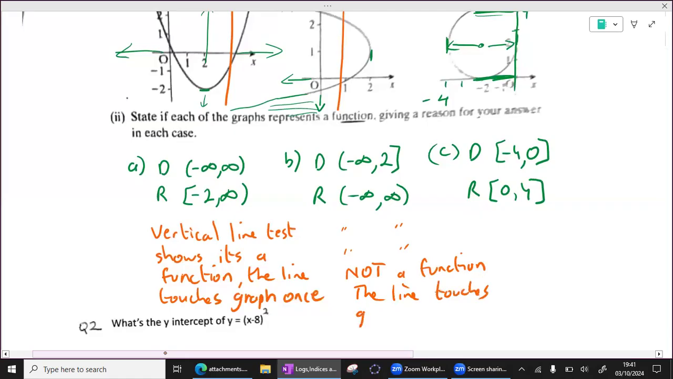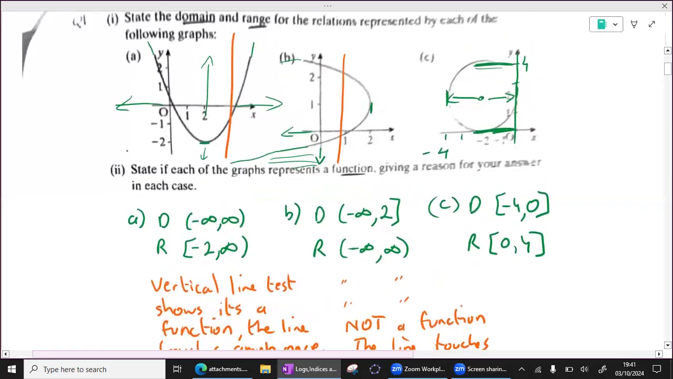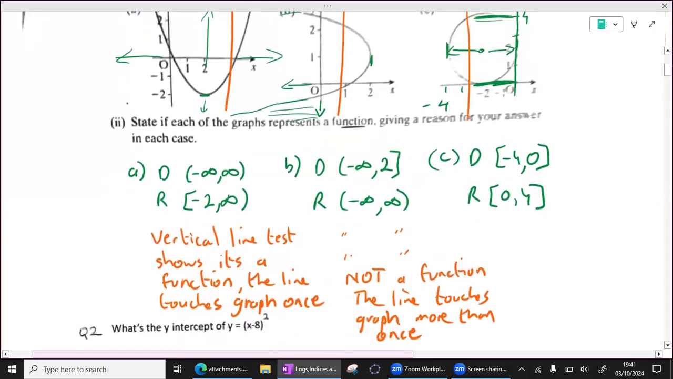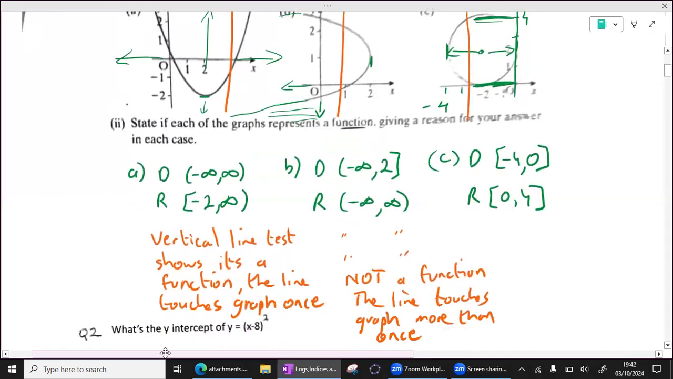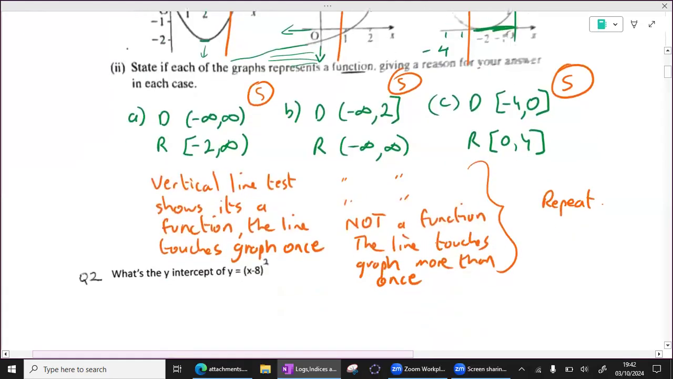The line touches the graph more than once. So for that reason, it's not a function. The last one, if I do my vertical line test somewhere, again, exact same reason as I've just written there. So repeat that over here. It's not a function because the vertical line test shows that it meets the graph more than once. That was 15 marks, 5 marks here, 5 marks here, 5 marks here.